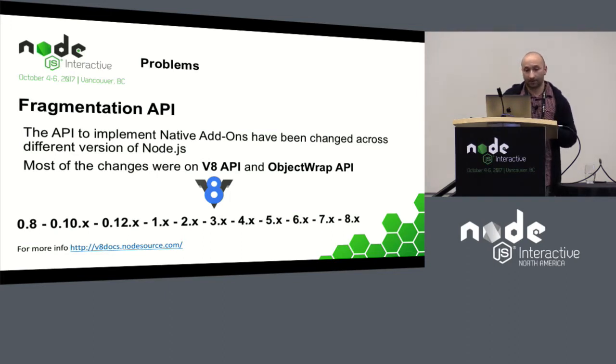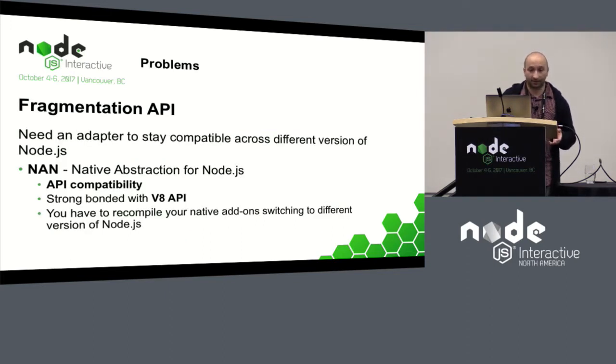So at one point, we need some kind of adapter that helps us to stay compatible across different versions of Node.js. We have this adapter. Its name is NAN, Native Abstractions for Node.js. It guarantees API compatibility, but some problems remain. NAN is a thin layer built on the V8 API, so it's strongly bound to V8. What I mean is that it's not JavaScript engine agnostic.